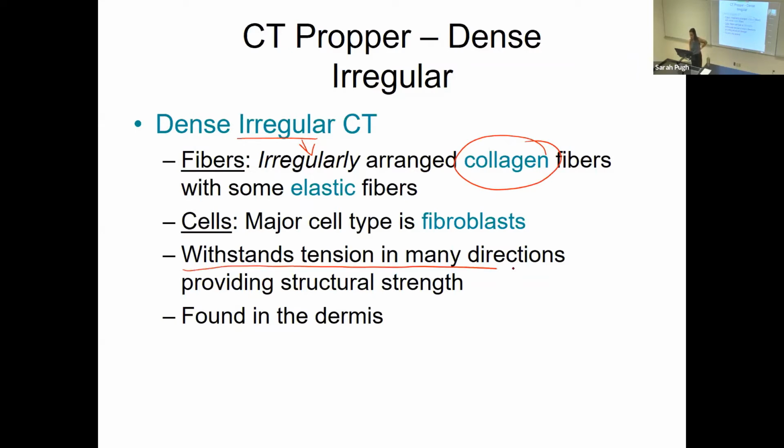So where we find this is going to be in places like in your skin, not the top layer of your skin. The top layer is epithelial tissue, but just under that layer is called the dermis. And the dermis has some dense, irregular connective tissue in it so that it can withstand tension from lots of directions. Think about your skin and how often it's getting pulled in different directions, not just from moving and bending, but even from growth, from weight gain, from pregnancy. Your skin is being stretched in different directions.